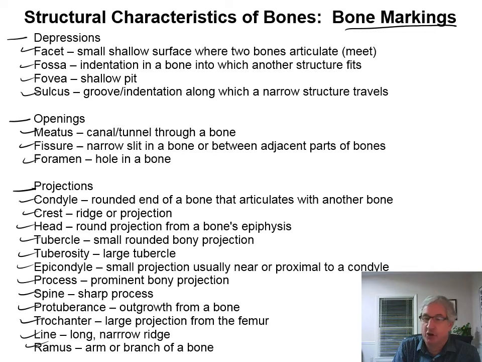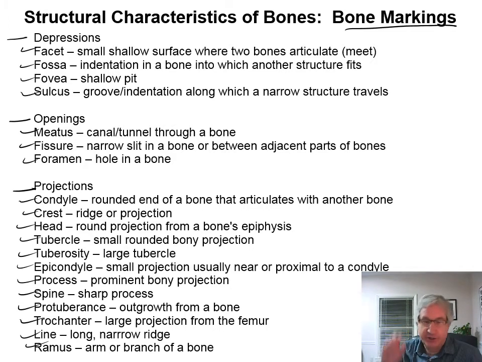The spine is sharp, not really sharp in terms of cutting you, but it narrows to a thinner line as a process, and they're not long, but they extend for a little bit. There's a spine on the back of the scapula. We'll look at that. Protuberance is an outgrowth from a bone.